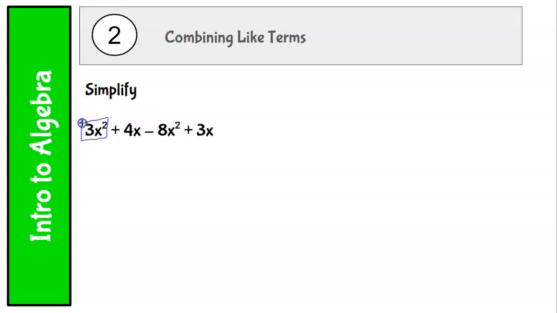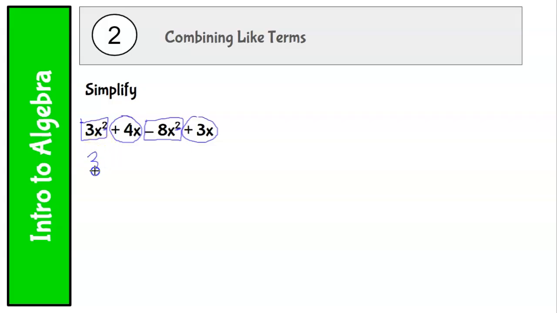These two right here are like terms. They're like terms because they have the same variable and the same exponent. So we can combine them. Notice when I put a box around this, I'm boxing the whole term, including the minus. The minus belongs to the 8, not to the 4. Then I have 4x and 3x, which are also like terms, but not like terms with the squares. Those are two different terms.